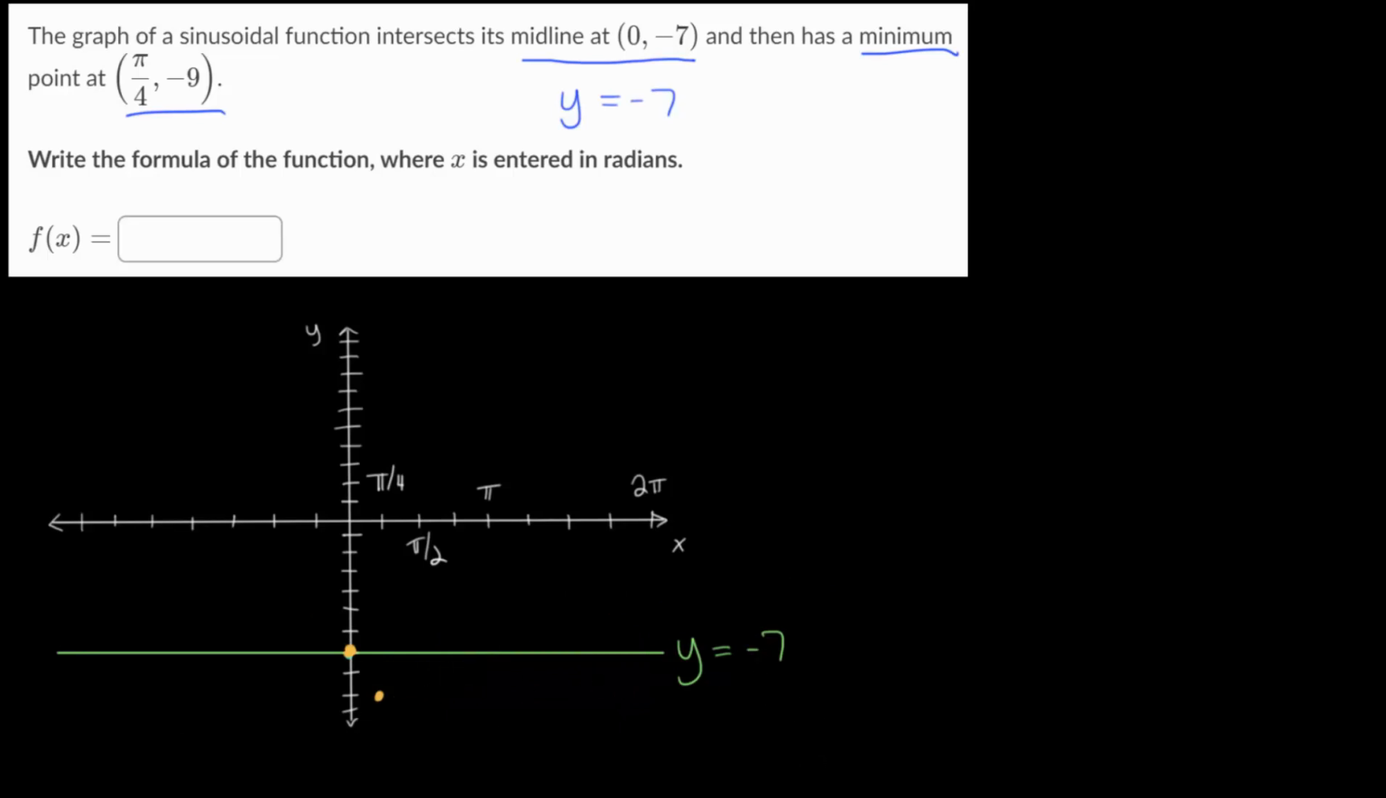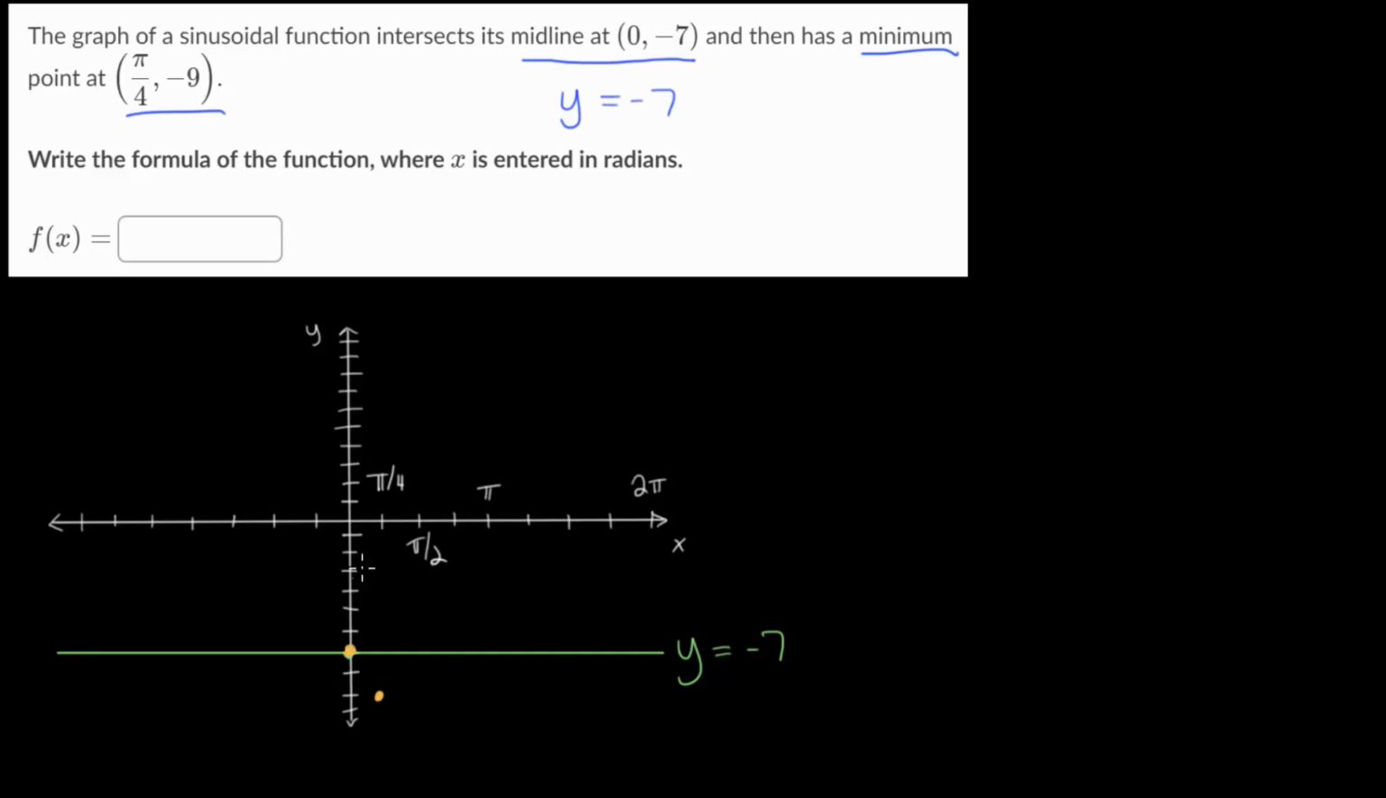From here, the general approach is to use our general sinusoidal equation and use the information we have to figure out the amplitude, the midline, which we have, the period of the function, and whether or not we have any horizontal shifting. We will also need to determine whether or not to use the sine or the cosine.